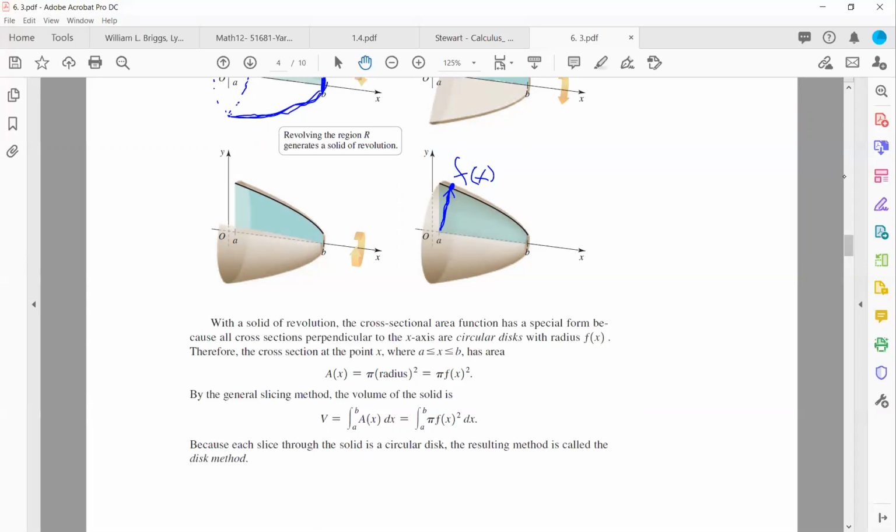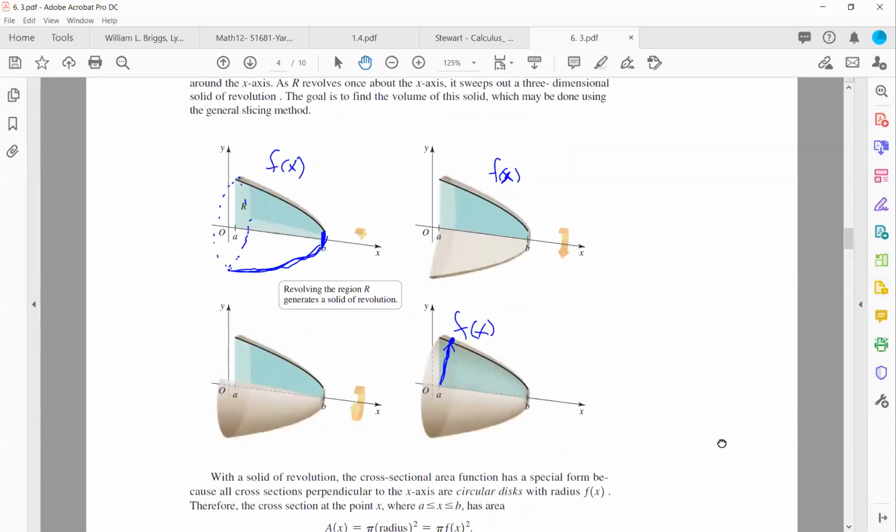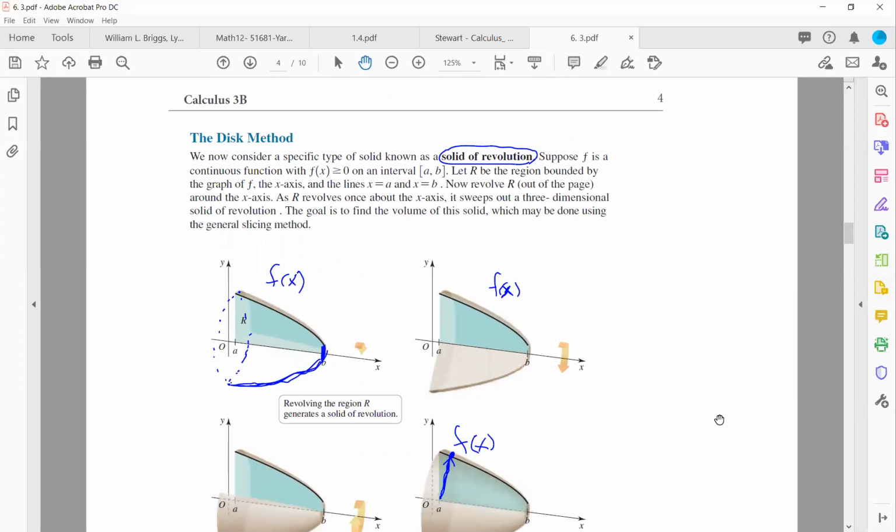This method is called the disk method. Know the name of this method. The volume is the integral of pi f of x squared, x ranges between a to b. That's how you find the volume of the solid of revolution.